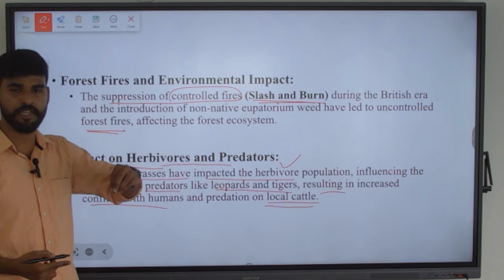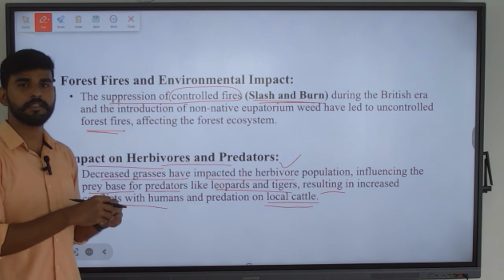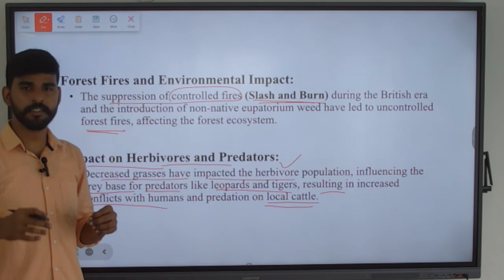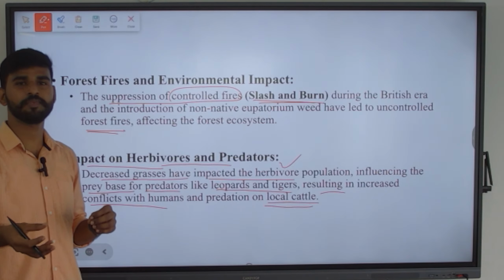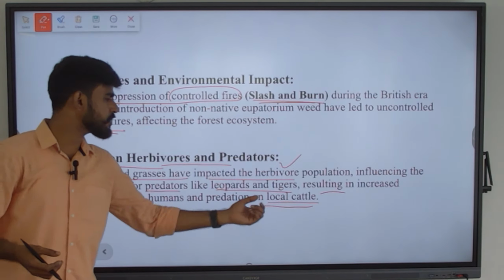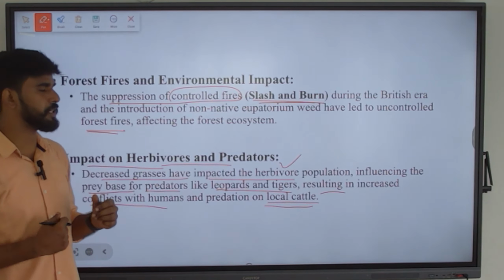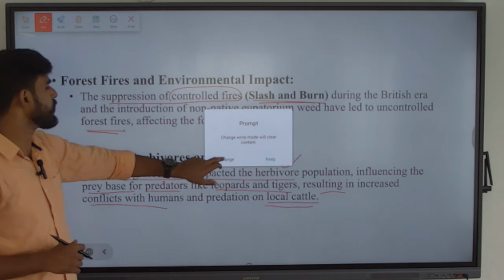Introduction of invasive species, thus there is no food for herbivores. Thus, there is no food for predators. Thus, predators come in conflict with humans because they come in search of these local cattle. So these are the links that you need to know with respect to this particular news article.